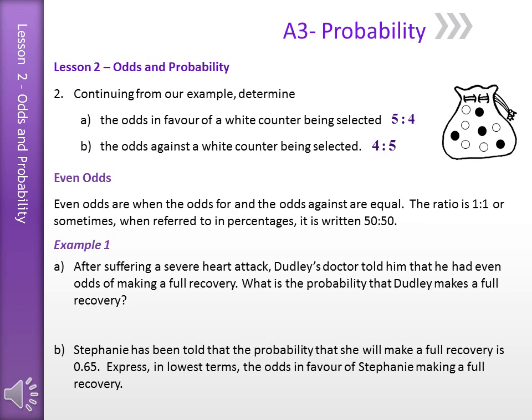Even odds. Even odds are when the odds for and the odds against are equal. The ratio is 1 to 1, or sometimes when referred to in percentages, it is written 50-50.